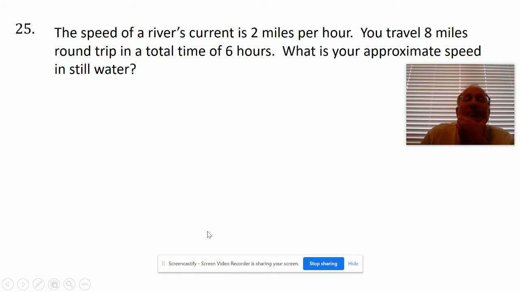All right? Well, this one's a little more tricky. The speed of a river's current is 2 miles per hour. You travel 8 miles round trip for a total time of 6 hours. What's your approximate speed in still water? Well, I need to set this one up.